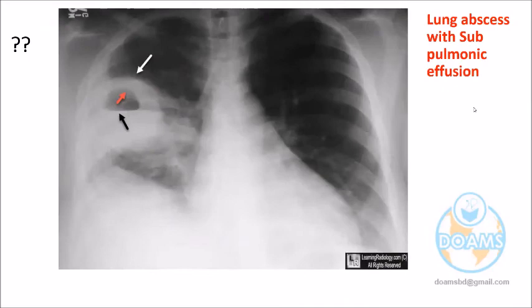Now, this is lung abscess with subpulmonic effusion. In the lung abscess, you see an air fluid level, there is a cavity. And this one, you see subpulmonic effusion. There is a tent-like shape, but it is not a symmetrical tent. On the lateral side, there is a peak.